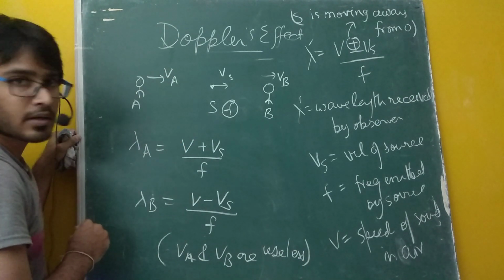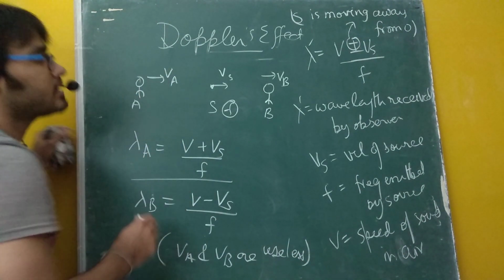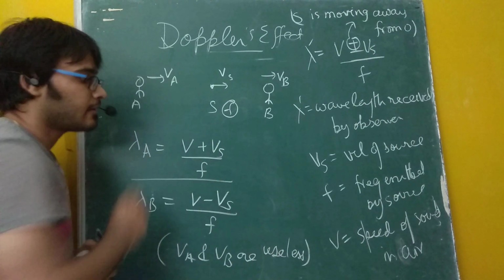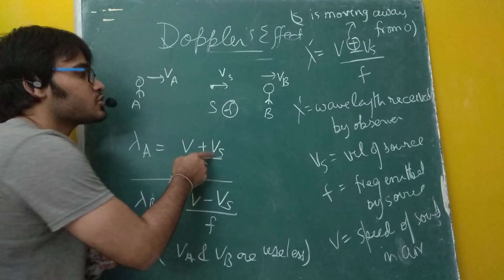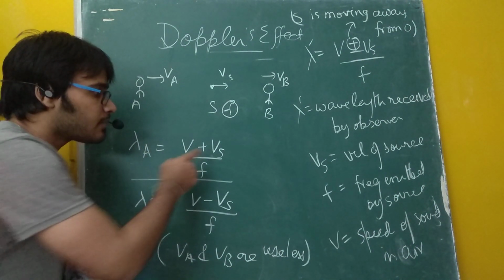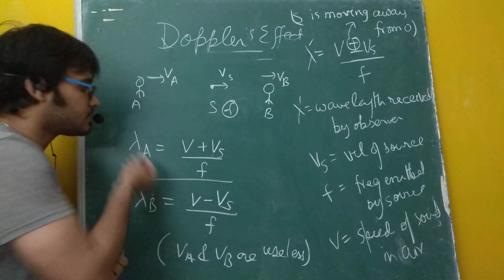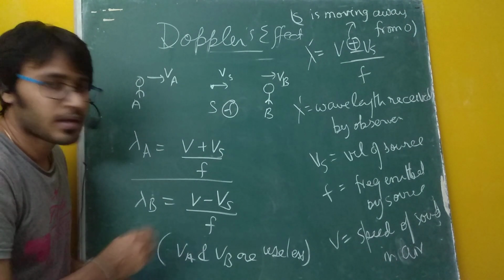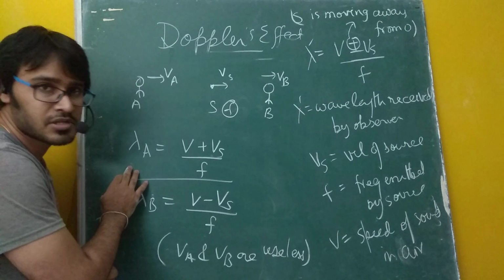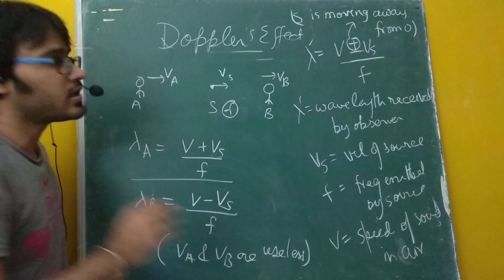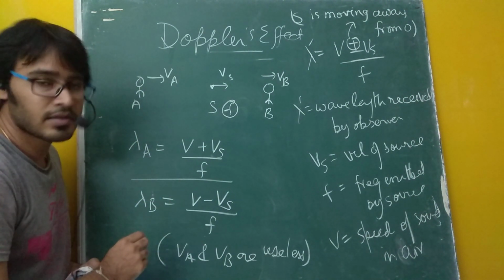Lambda will not depend on it. So these are nothing but wavelengths received by A and B. It only depends on motion of source. So if suppose Vs is 0, that means lambda will be as it is. It will remain same, there won't be any change. But if source is moving, yes, this will change, and this is the way it will change.